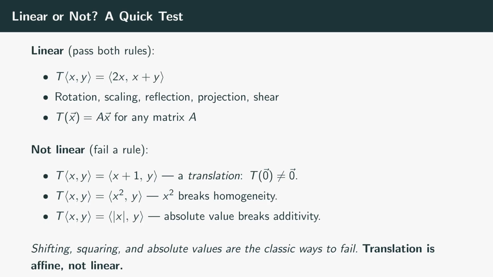Now the failures. A translation that adds 1 to the x component, sending x, y to x plus 1, y, is not linear because it moves the origin. Plug in the zero vector, and you don't get the zero vector back. This is the most important non-example, and it has its own name, an affine map. Squaring a component, sending x, y to x squared, y, fails homogeneity because doubling the input quadruples the output instead of doubling it. And taking an absolute value of a component fails additivity because the absolute value of a sum is not the sum of the absolute values. The classic ways to break linearity are shifting, squaring, and absolute values. If you see any of those, it is not a linear transformation.